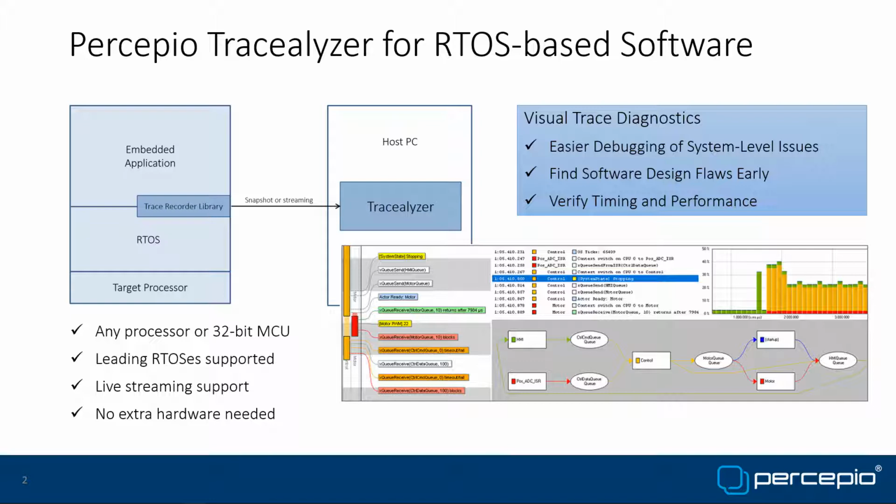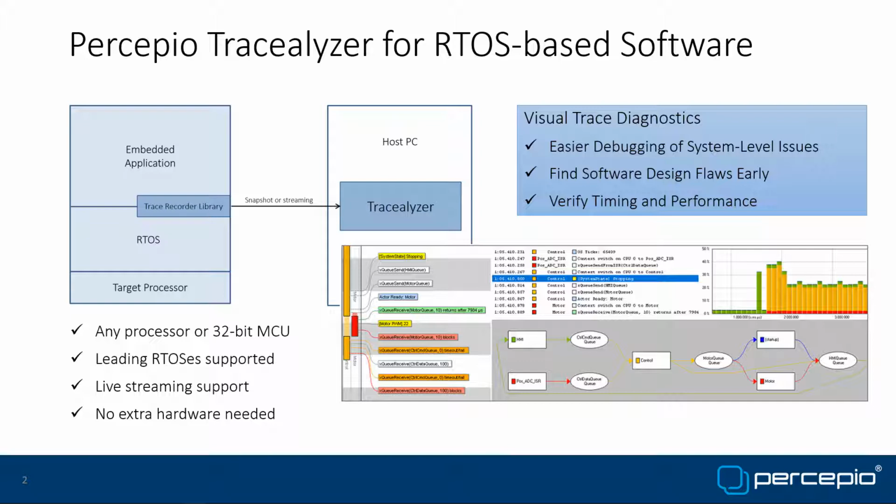Visual trace diagnostics gives you a detailed timeline of the runtime system and a large set of visual overviews, metrics, and statistics. This makes it far easier to debug system-level issues, problems that are detected when running the full system, which otherwise can be quite difficult and time-consuming to resolve. Moreover, you can also find software design flaws as early as possible, and thereby improve reliability, performance, and reduce the risk of future problems. Finally, it makes it easy to measure timing and performance metrics for verification of real-time requirements and for tracking and optimizing software performance throughout the development.